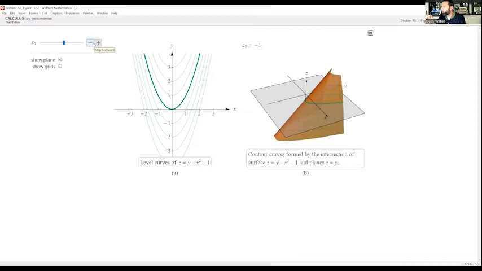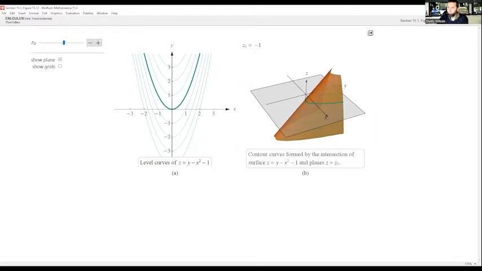So contour curves are formed by the intersection, in this case, of the surface z equals y minus x squared minus 1, and the planes z equals z naught, or z equals k. So here you have those level curves. Oftentimes we will draw this contour plot or these level curves because it's much easier to draw things in 2 dimensions than in 3 dimensions.